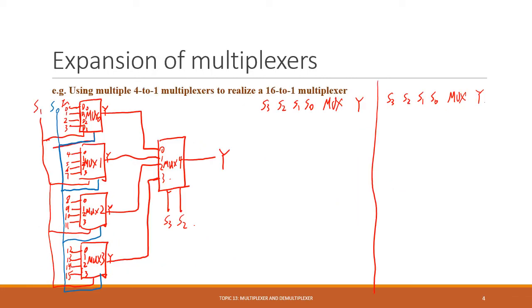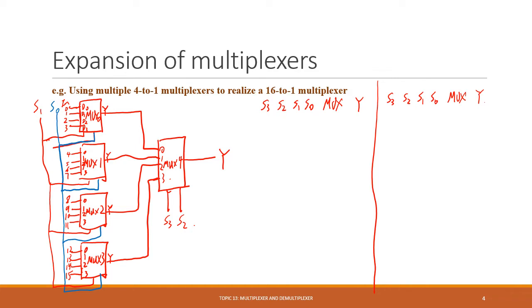We can also use multiple 4 to 1 multiplexers to realize a 16 to 1 mux. Okay, a similar idea as how we expand the decoders. So we can use 5 4 to 1 muxes to realize 1 16 to 1 mux. So the idea is that we use an extra mux to select the output of the other 4 muxes. Got the idea? So let's check this circuit here.